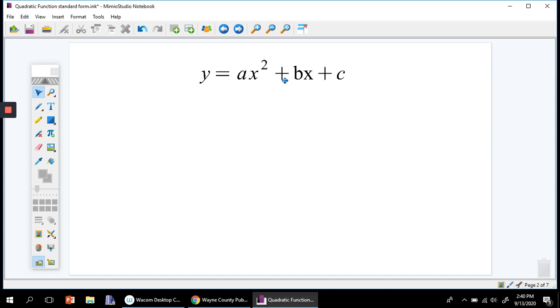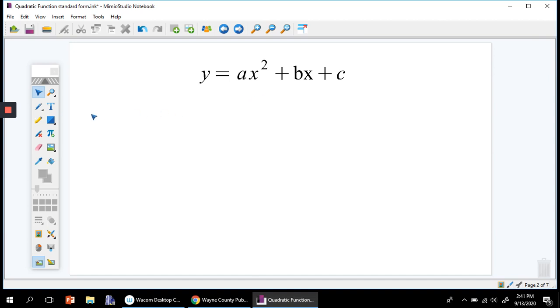Now, in vertex form, we know that we can immediately identify the vertex by simply getting the values of h and k in the function. But since in standard form there is no h and k here, therefore we cannot immediately identify the vertex. Now, how are we going to find the vertex of a quadratic function in standard form? That is our topic for today.